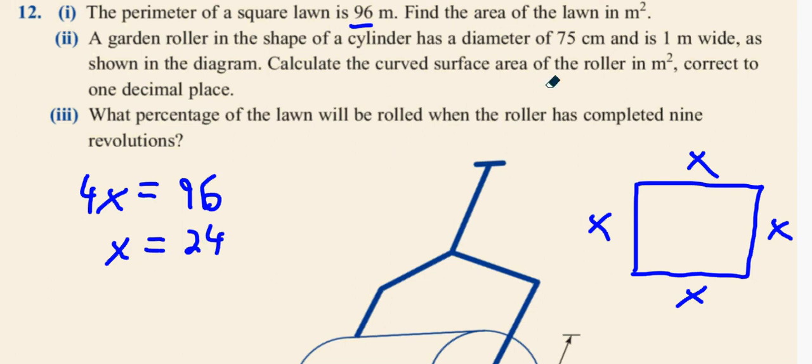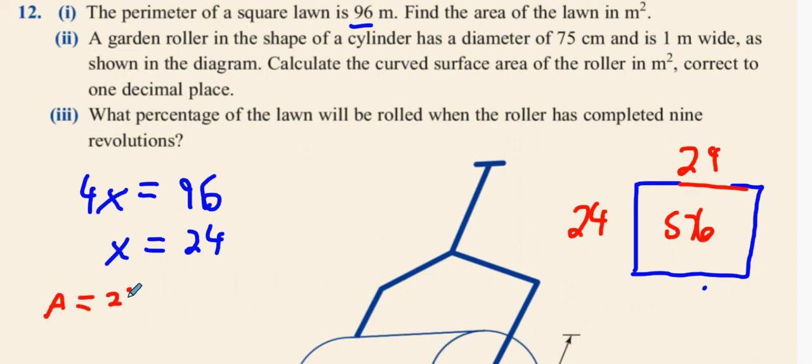So everybody tell me what the area of this square would be then. 24 multiplied by 24. Is that 5,076? Or 576? Because area equals 24 multiplied by 24, which is 576 meters squared. Is that right?